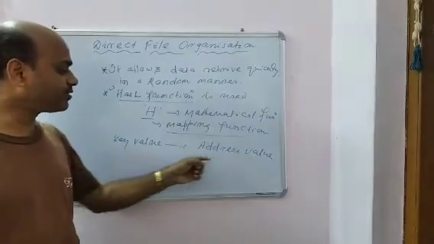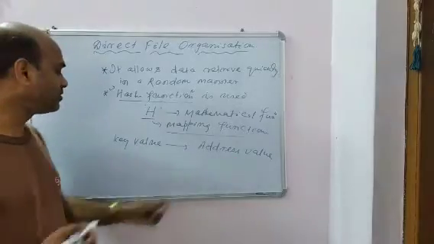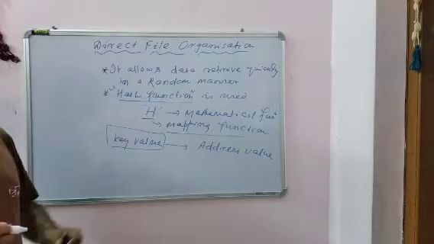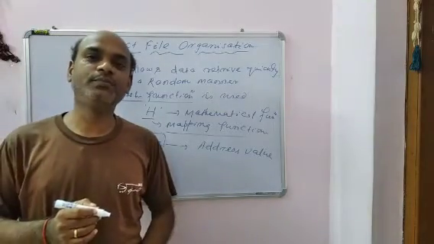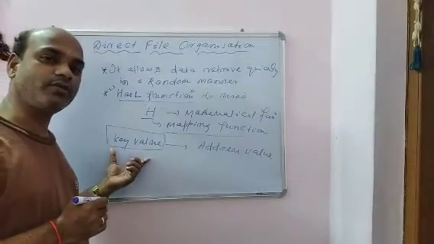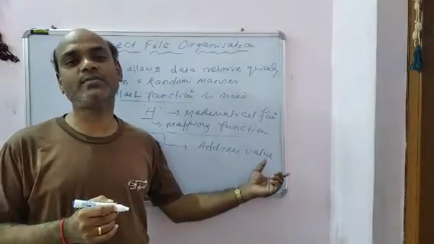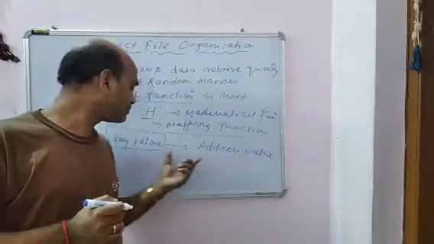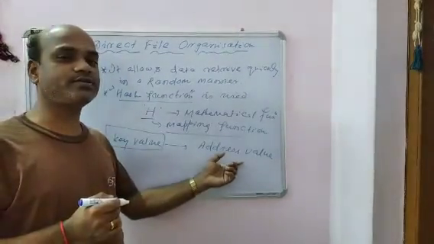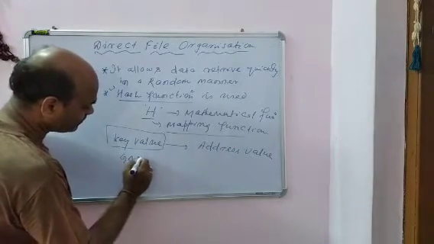But before operating this hash function, or before finding the address value by using a hash function, first we have to provide the record key value. This value is required. Suppose we are using an employee code as the record key value. From the employee code, we can directly access all the information regarding that particular employee. The record key, the employee code, is related with that particular address. Suppose the employee code is G001.